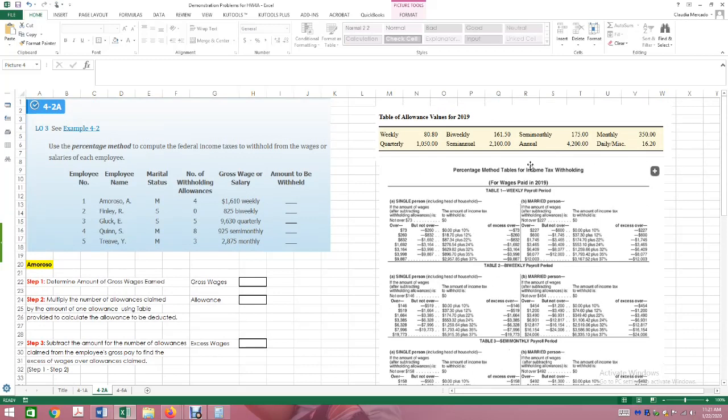Okay, so these are the 2 tables that are going to be used. Now let's start with the calculations for using the percentage method for Amoroso, the first employee.